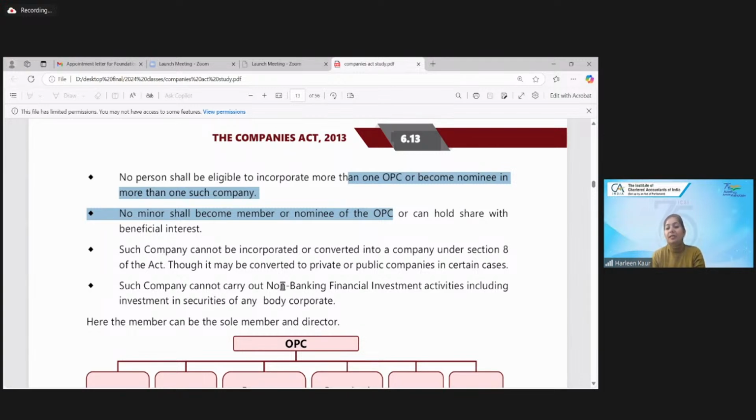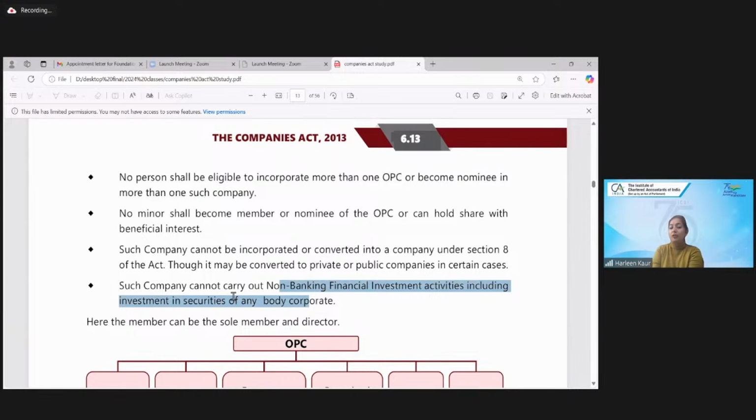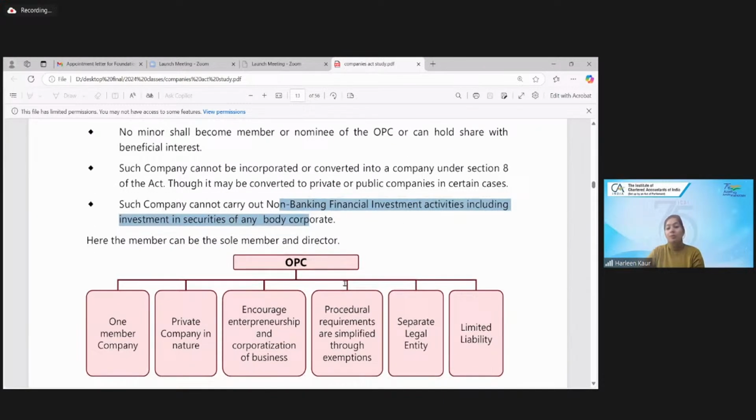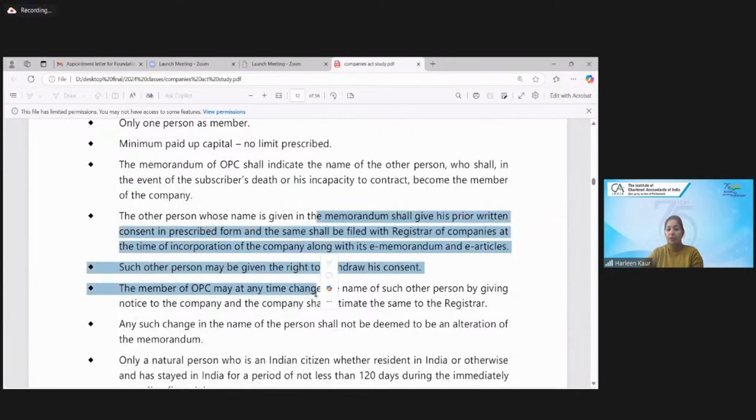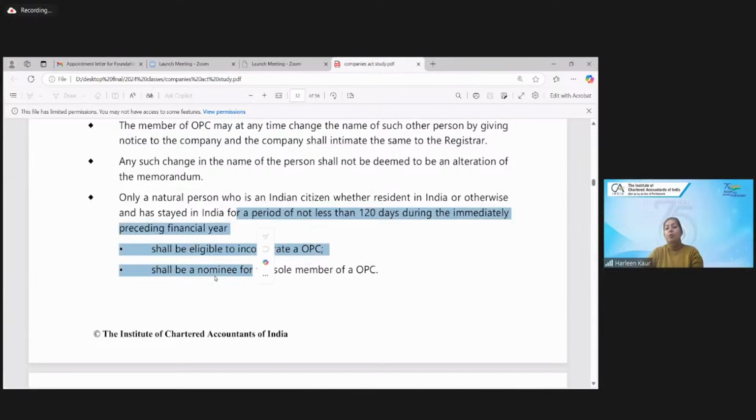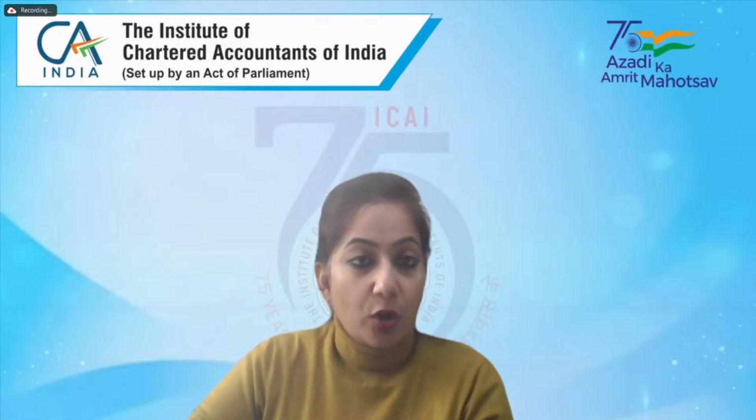And neither can the OPC carry out NBFC business or investment in securities. So you cannot do mutual fund related kinds of business also. OPC cannot do this. So OPC is a one-person company, private in nature, encouraging entrepreneurship, with simplified procedures, separate legal entity and limited liability. This is your definition. If it comes to OPC, we have done the points related to the nominee of OPC. And this is very important, which tells you who can open up an OPC. So I've already answered, Gauri, your query.